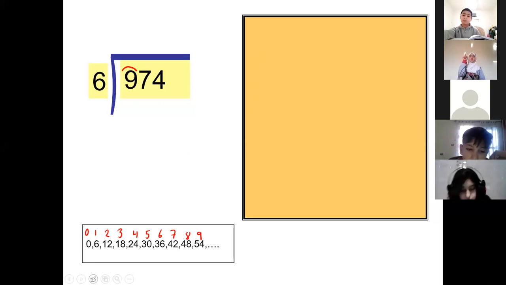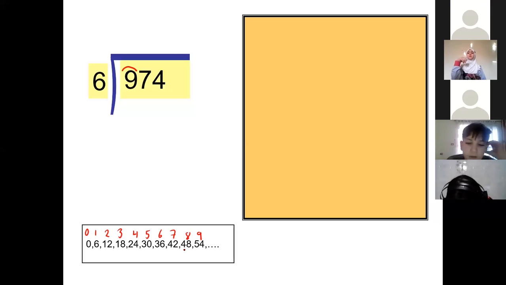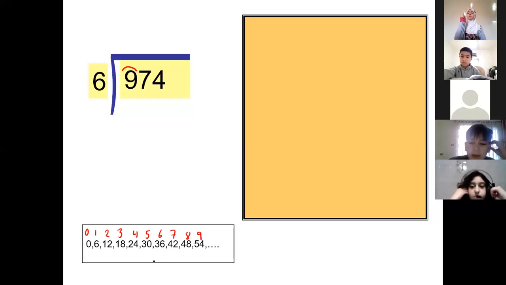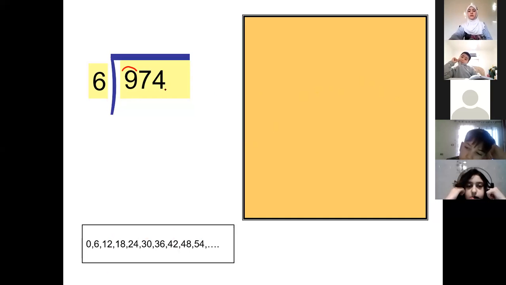Teacher, 48. Jawad, 48 is bigger than 9. You have to choose a number less than 9 from this table. No, teacher, you have to look down, not at the numbers that are written up. For some reason, I cannot see your screen very well. Okay, Asil. Which number is very close to 9 in table 6 and less than 9?